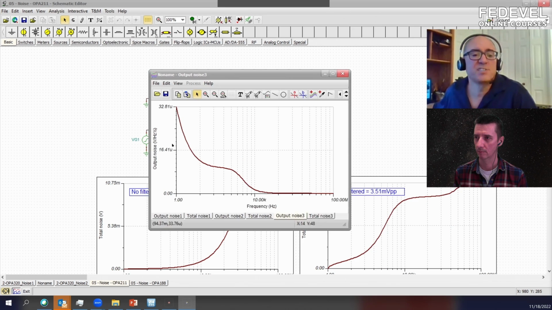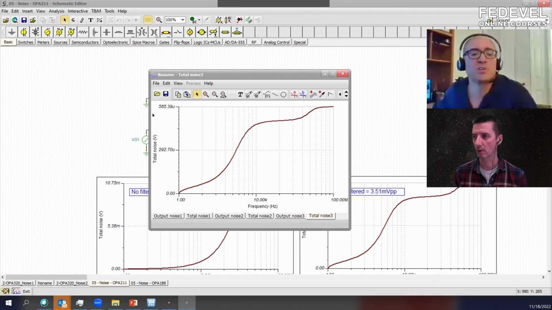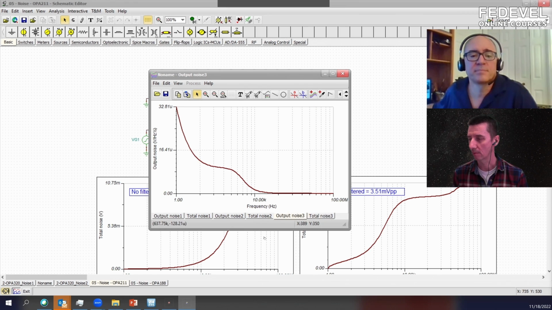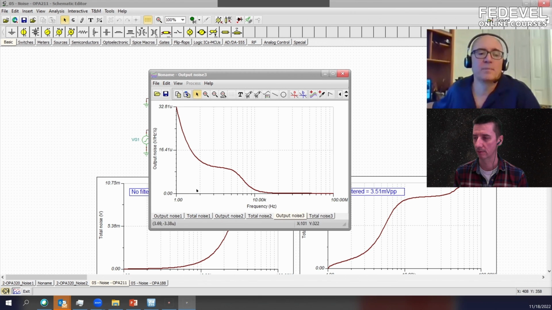this is the noise density, so it's noise in nanovolts per root hertz, or volts per root hertz. And what does it mean, noise density? Is it like low frequency is the biggest part of the noise? That's true. Okay. It's the noise per unit frequency.